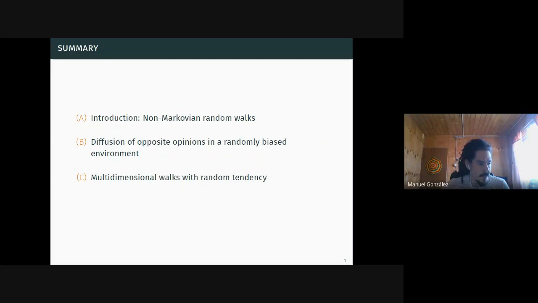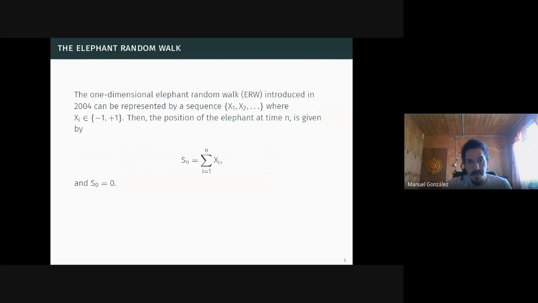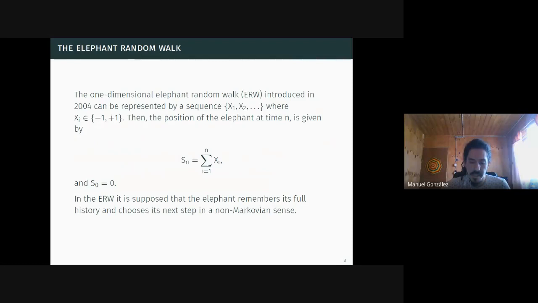Okay. Well, the first model, this non-Markovian random walk, was called the elephant random walk and was introduced in 2004. In this case, we have a discrete time process. Each variable could be minus one or plus one. It's just a simple random walk. And of course, the position of this elephant, this walker, is the sum of these variables. Okay, this is Sn.